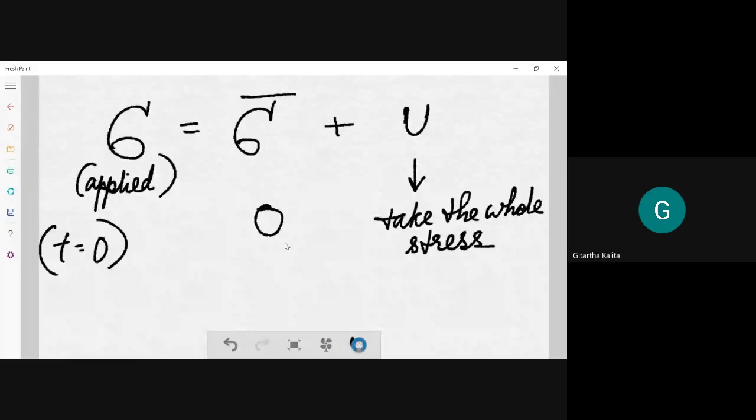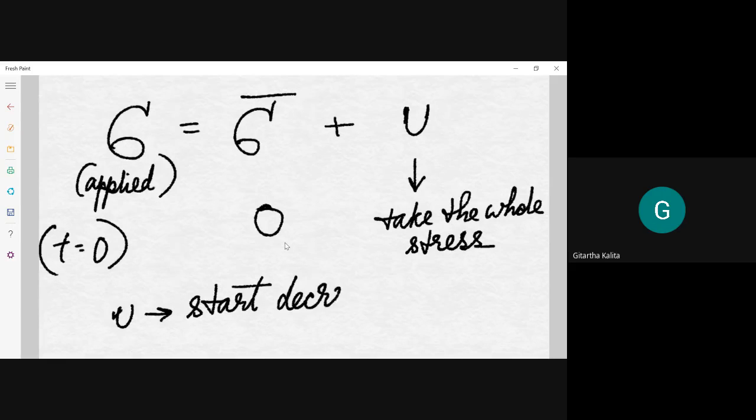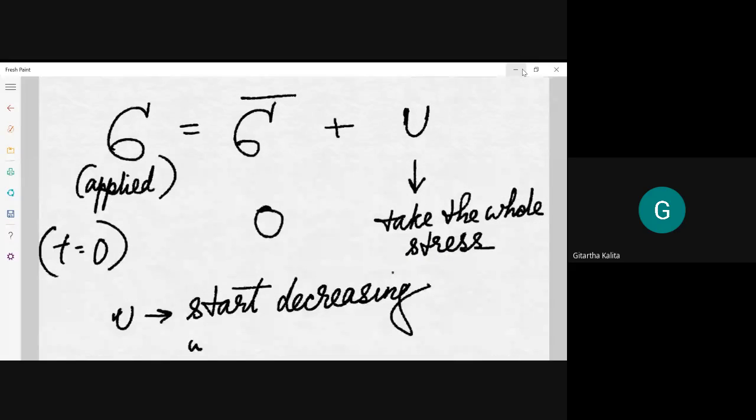So water will take the whole stress. At the very instant, the effective stress is 0, we can say. And then at the end, water will start moving out, and u will start decreasing, because water starts moving out. u is the pressure taken by water.